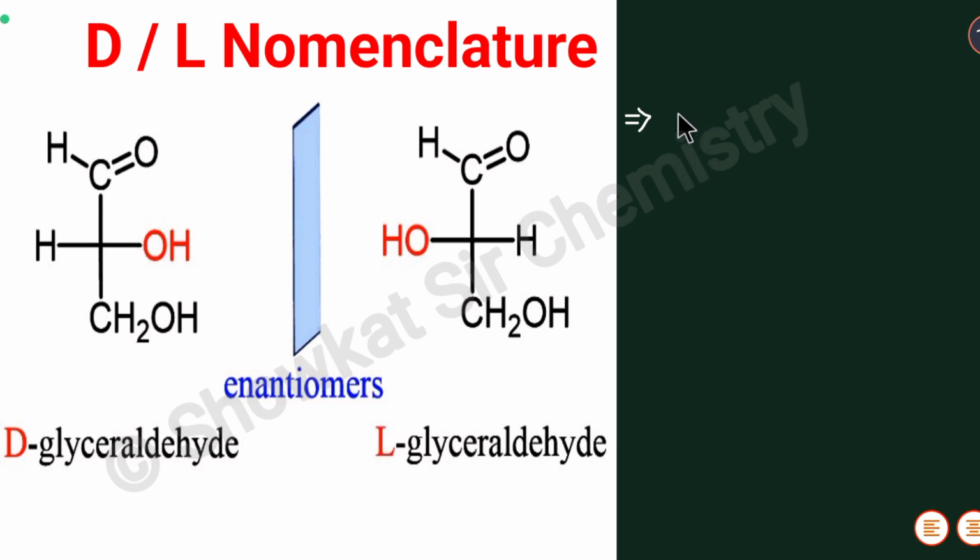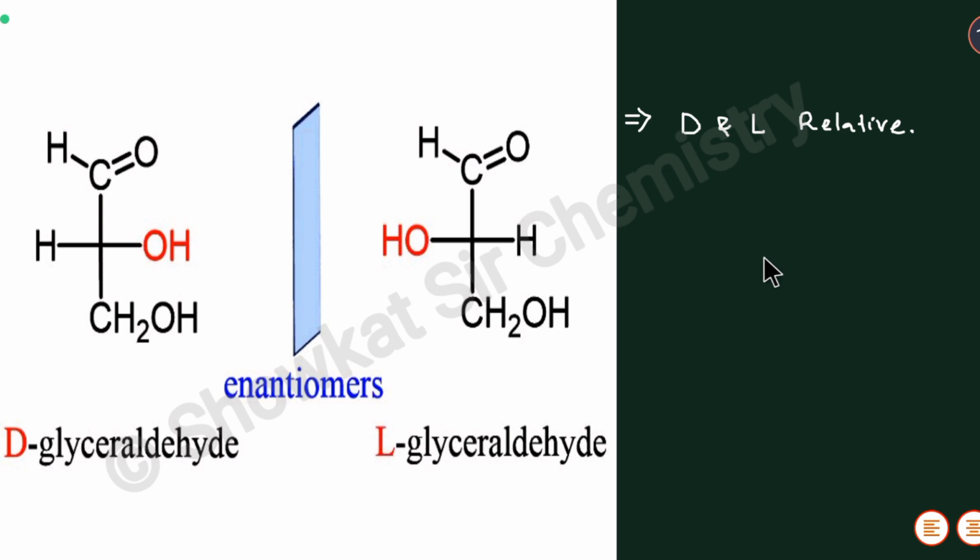First of all, you will remember that this DL nomenclature is not an absolute nomenclature. D and L nomenclature is a relative nomenclature. So relative, what do you mean by this? It means that it is actually compared with something. So there should be a reference compound, a reference substance with the help of which we can decide whether our isomer is D or whether it is L, right?